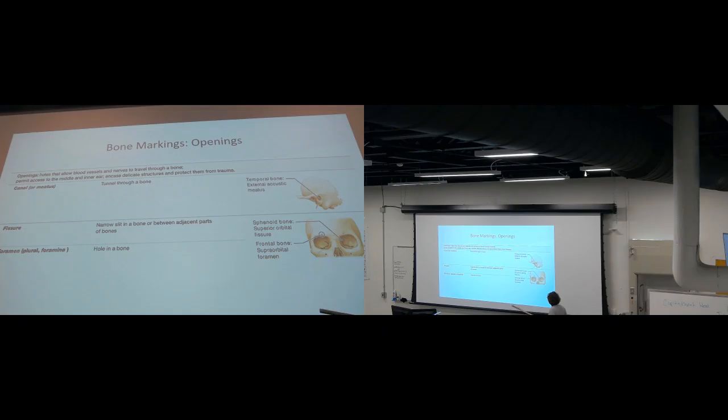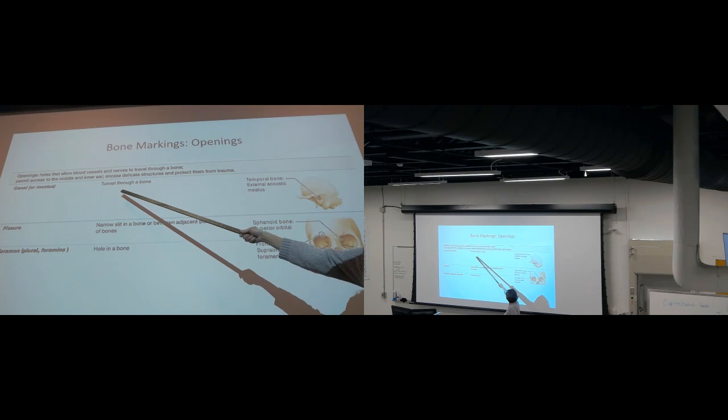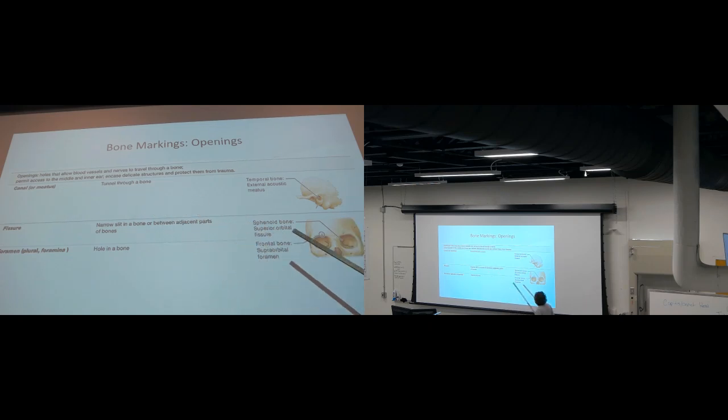So now, for the next features, which are openings. So we have canals or meatuses. It's a tunnel through a bone. An example will be here in the temporal bone. This is the lateral view of the temporal bone. So this opening is called the external acoustic meatus. Basically it's our ear canal. It allows the entry of sound waves so that they can hit the tympanic membrane that we have at the end of this canal, so that the tympanic membrane vibrates and then we can hear. So it's a tunnel, a canal, or a meatus.